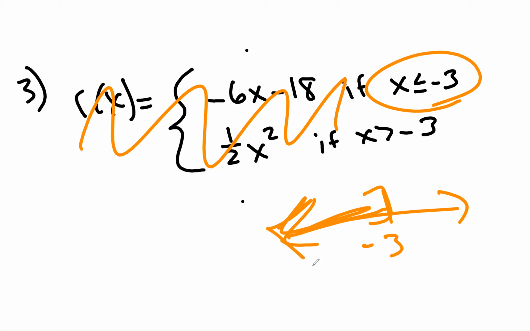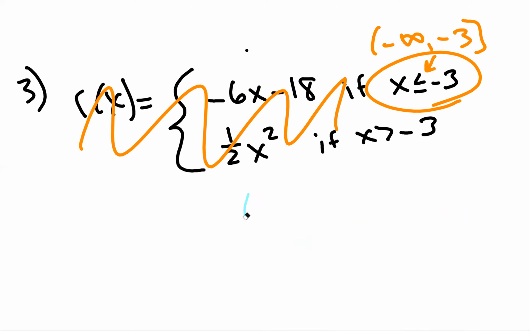And so I'm going to write that out in interval notation before I do anything else. This is going to happen from -infinity to -3, and I'm going to use a bracket because of this inequality sign. Now I want to do the exact same thing to the second one, but I'm going to do it in green.